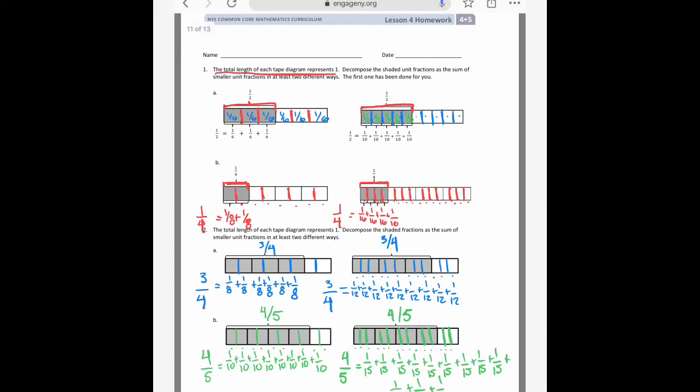And again, tomorrow when we start learning more about equivalent fractions, we'll make this a little bit easier.